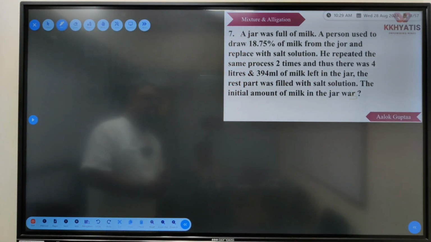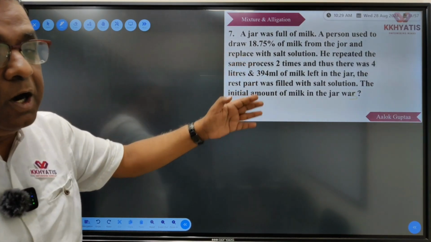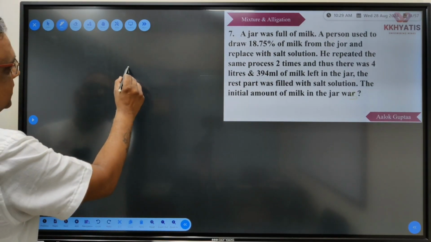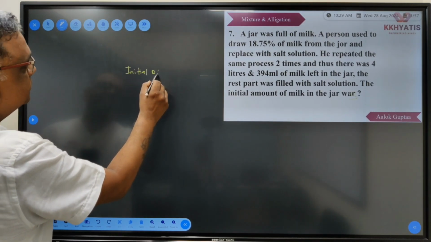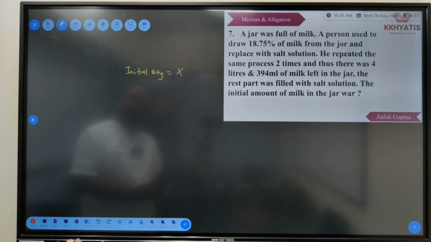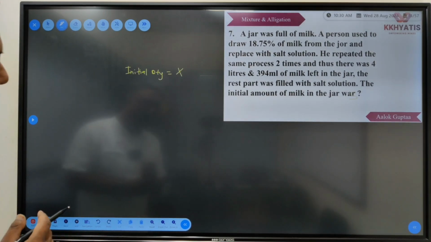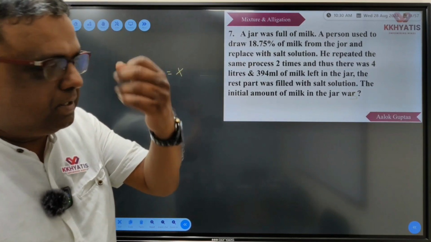Now here, see here again, I have not been given it. It's a very interesting problem. A jar was full of milk. How much milk? I do not know. So I'll have to assume the initial quantity as X. Quantity equals X. And replaced with salt solution, which means the formula would be applied on milk. He repeated the same process 2 times, but the total times the process is repeated is 3.